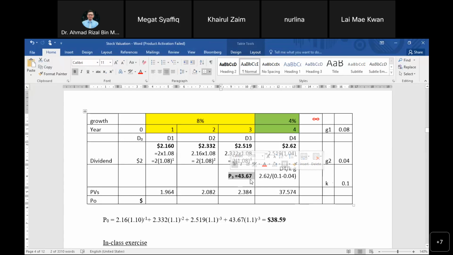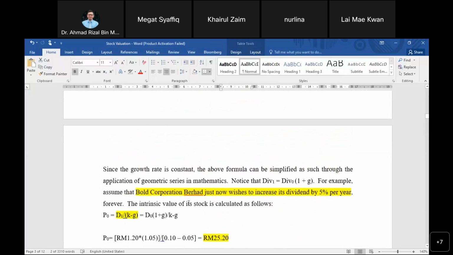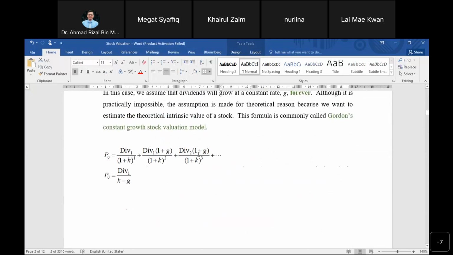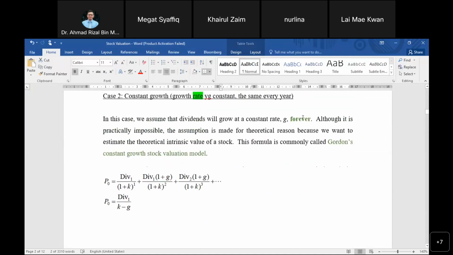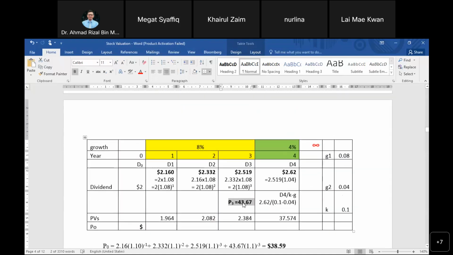Because P3 we calculated earlier using the Gordon formula. Under the Gordon formula, if we know the constant growth rate, and that dividend will grow into perpetuity, forever, we can simplify this without having the trouble of calculating one by one. We can use this simplified formula: simply knowing the dividend in year one, or the next year's dividend, divided by K minus G. This is basically what we did when we calculated P3. So all the D4, D5 and everything is incorporated here.